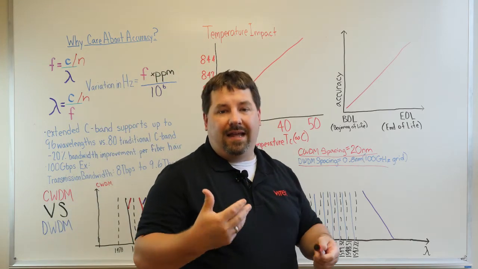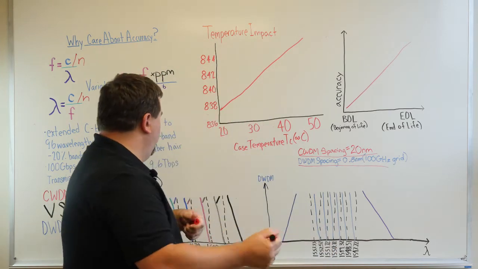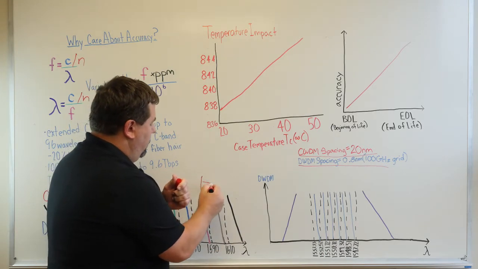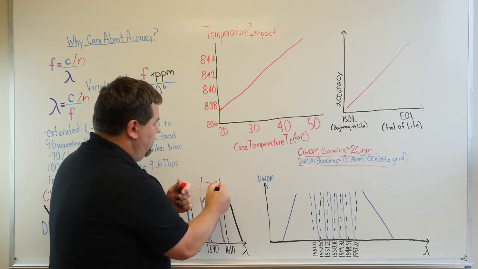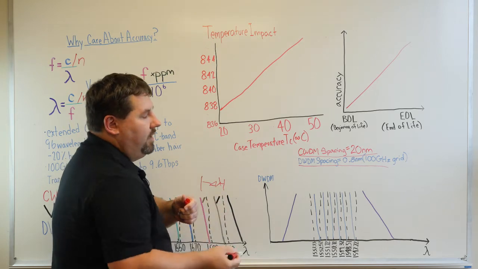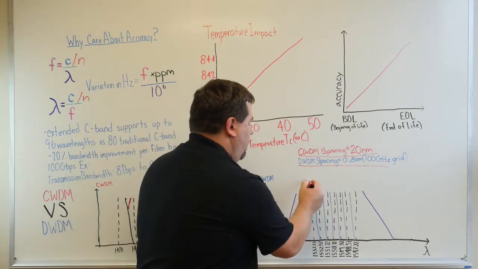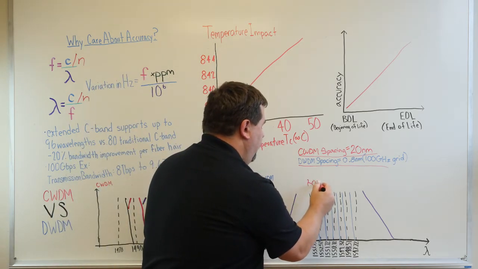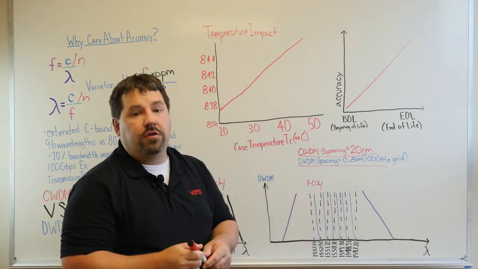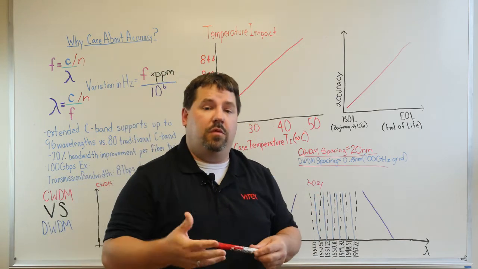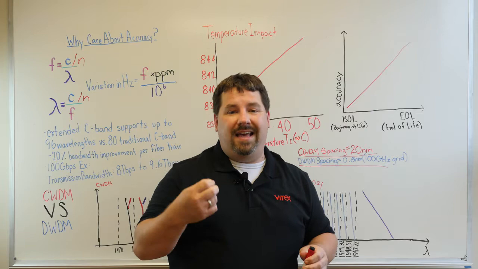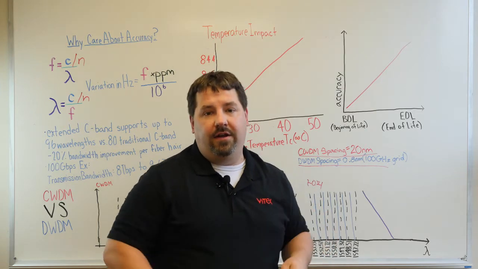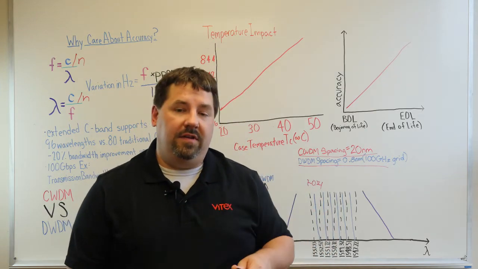So what does that mean in real life? If we look at these spacings here, and we're just looking at our delta lambda, we can see one is 20 nanometers versus another one that's 0.8. So you can see in this case, it's much more important for our DWDM to have a much higher and tighter accuracy than the CWDM.